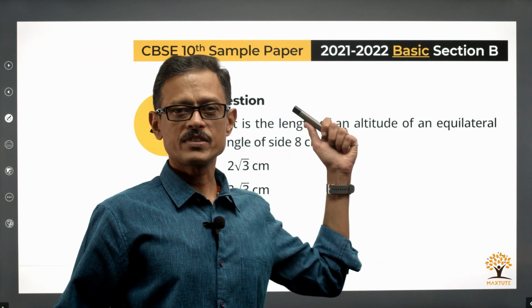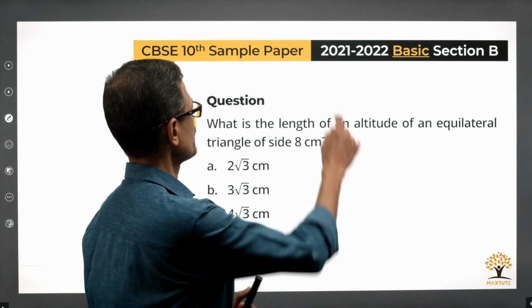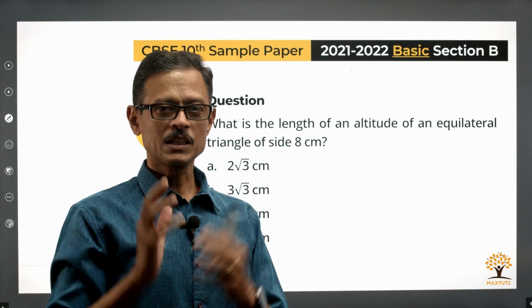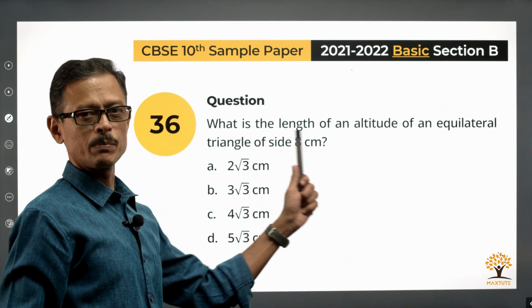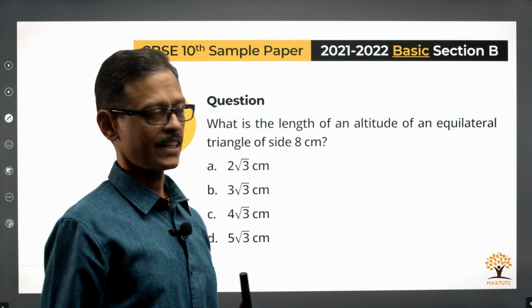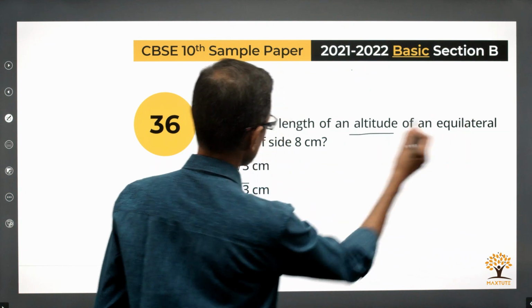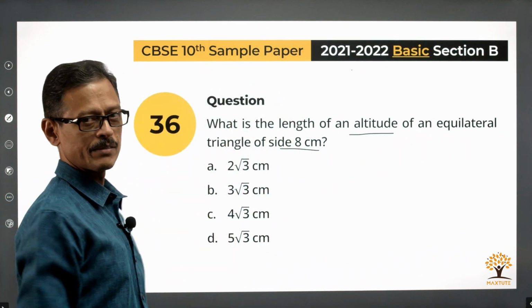Video solution to the sample paper given by the CBSE Board for academic year 21-22, basic version of the paper, term 1 paper. This is a multiple choice question. Let's take a look at it. Properties of altitudes of equilateral triangle, right? Going to solve it two ways. What is the length of an altitude of an equilateral triangle of side 8 centimeters?